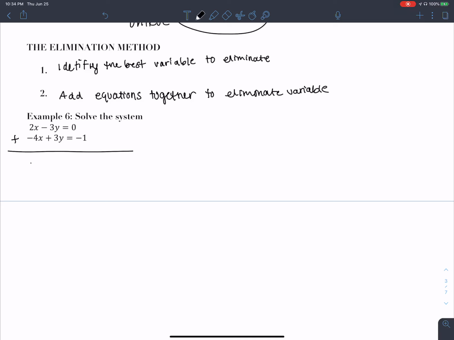So I get -2x equals -1. Add equations, eliminate a variable, and solve. And so I get x equals 1/2. And then step 3 is to plug back in to any equation to solve for the other variable.